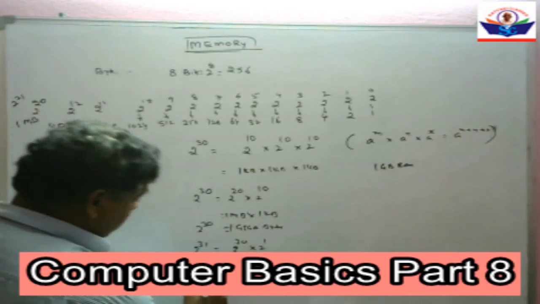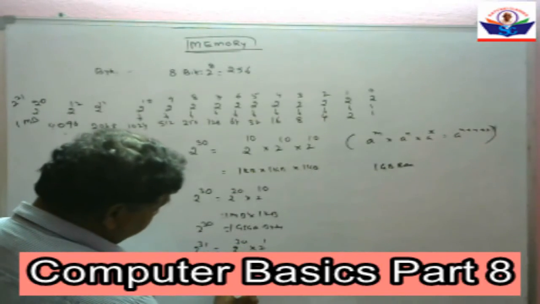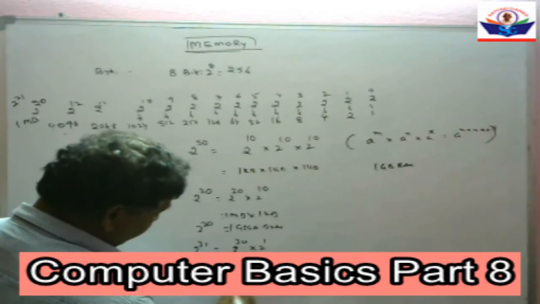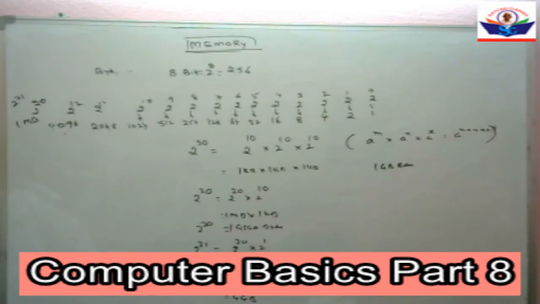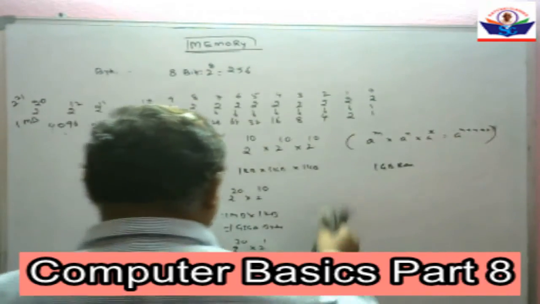Now 2 to the power of 32. 2 squared into 2 to the power of 30. That is called 4 GB. Like this, your memory is better.